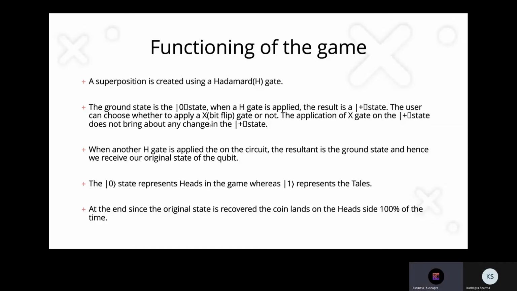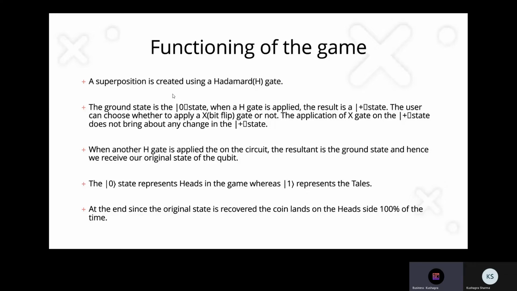So let's talk about the functioning of the game. First of all, we create a circuit. In that circuit, we create a uniform superposition using the Hadamard gate. This game can be played using only one qubit. The ground state is the 0 state, and when the H gate is applied, the result is the plus state. Obviously, the computer plays first.